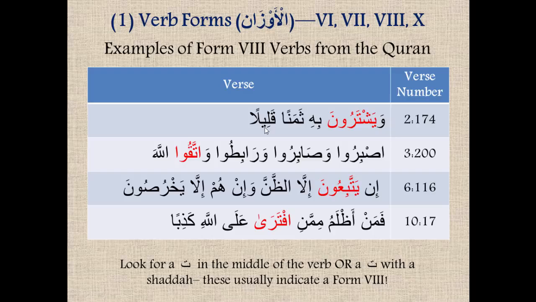وَيَشْتَرُونَ بِهِ ثَمَنًا قَلِيلًا. The verb اشترى يشتري is a Form 8 verb. اصبروا وصابروا ورابطوا واتقوا الله, part of the last ayah of Ali Imran, as a command form. This is a Form 8 verb. إِن يَتَّبِعُونَ إِلَّا الظَّنَّ وَإِنْ هُمْ إِلَّا يَخْرُصُونَ.